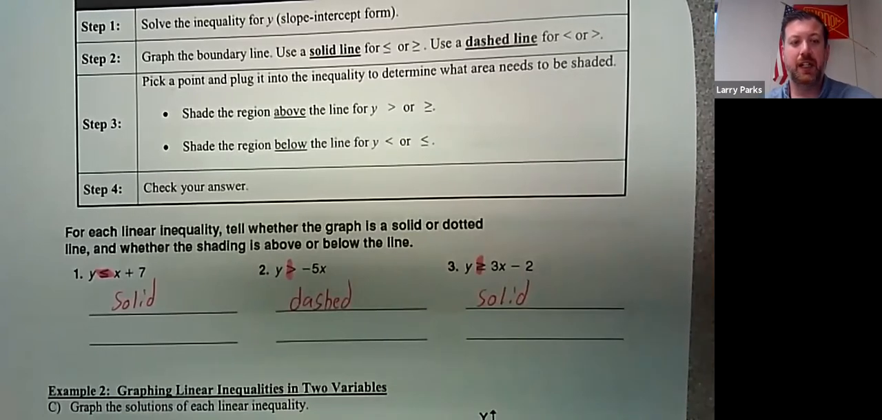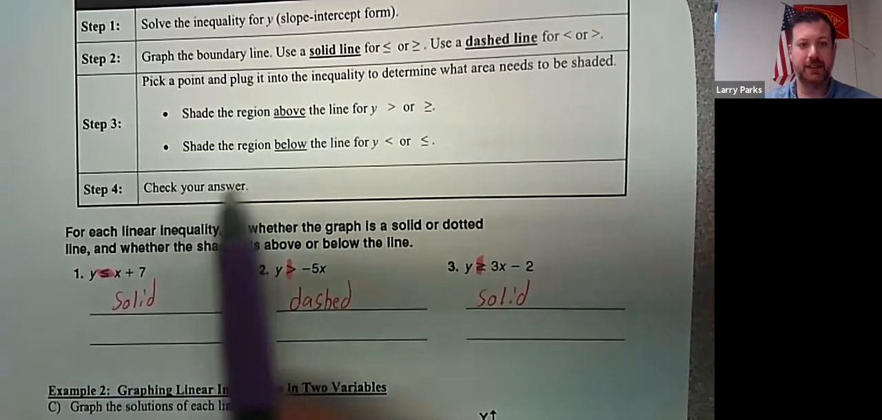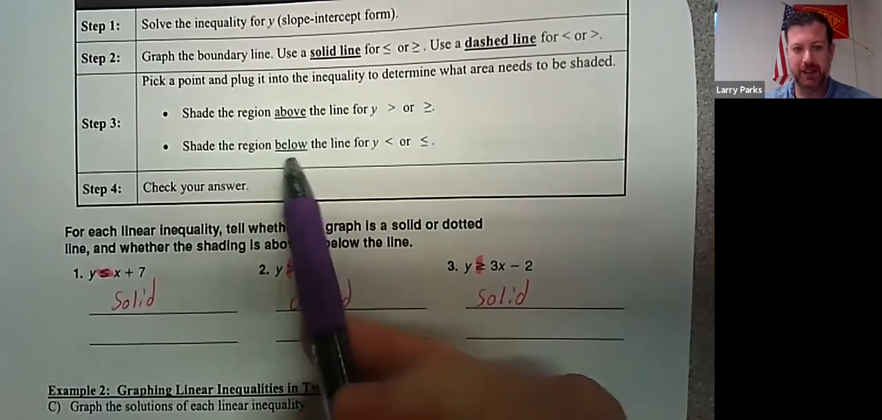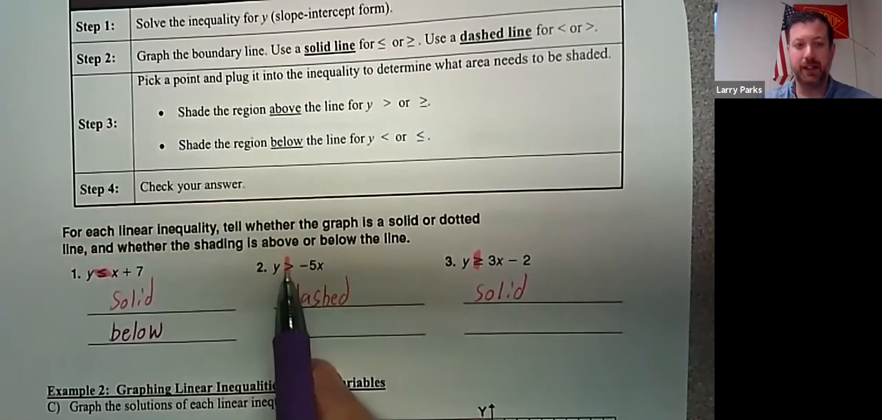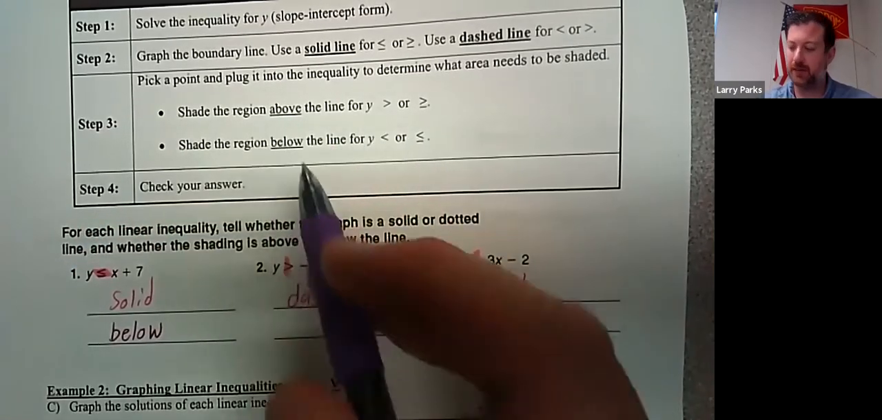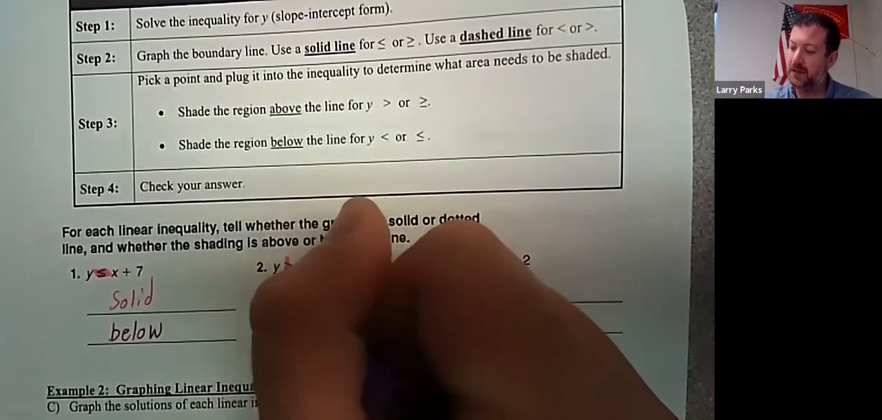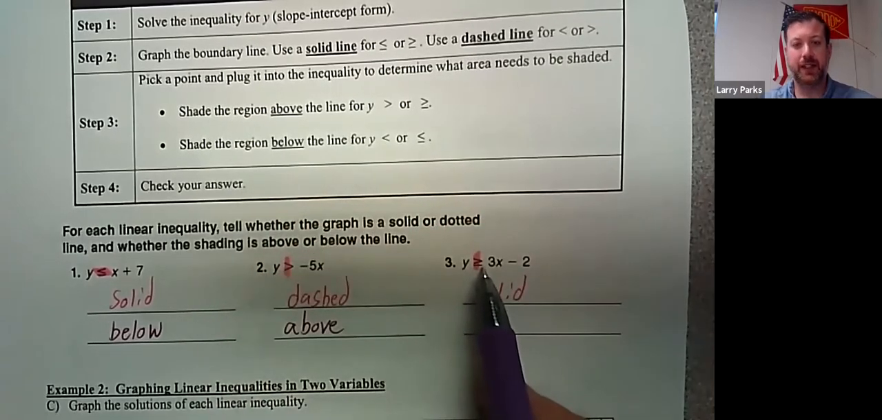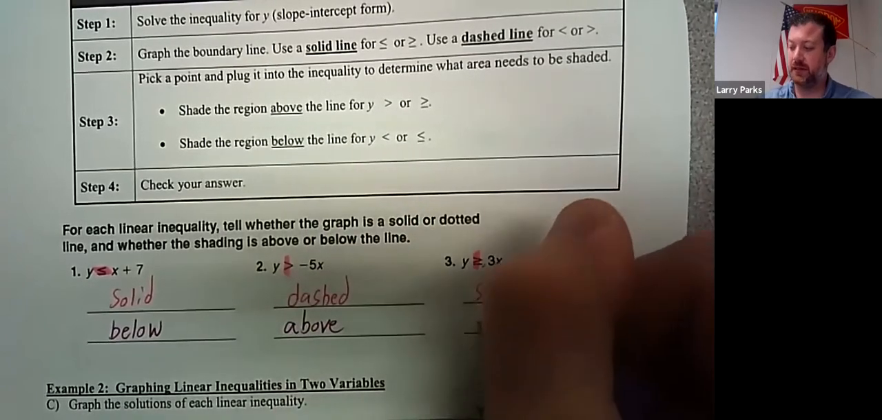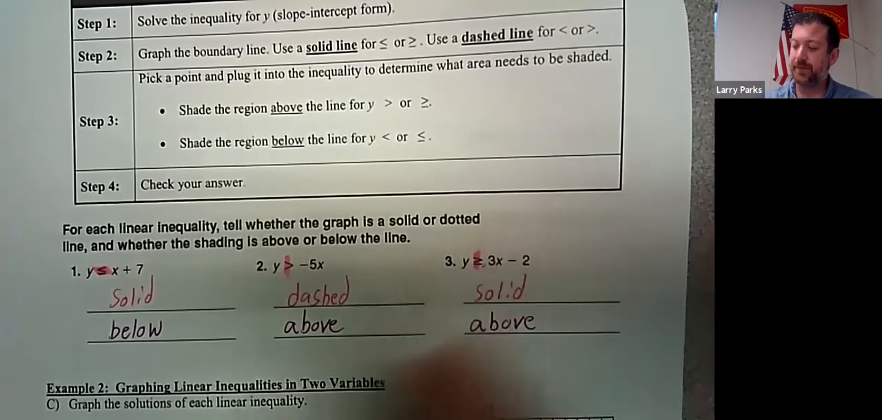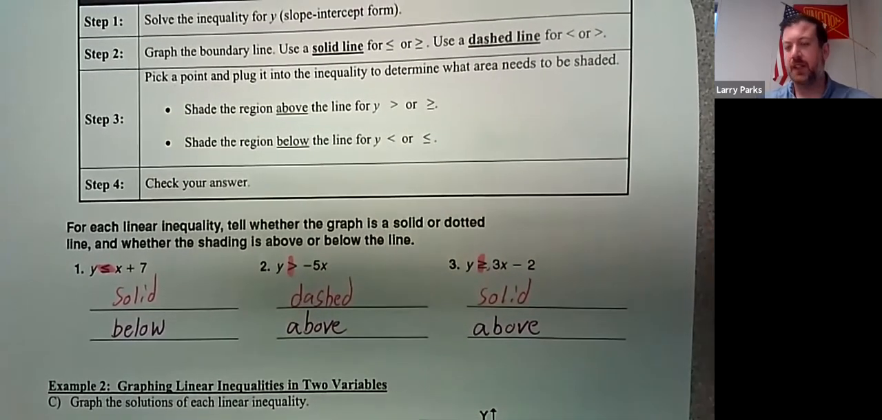Next, determine whether you're going to shade above or below the line. Less than is below, right? So I'd say below. Greater than is above. And then greater than is, once again, above. I should say greater than or equal to. All right, that's a quick summary of linear inequalities.